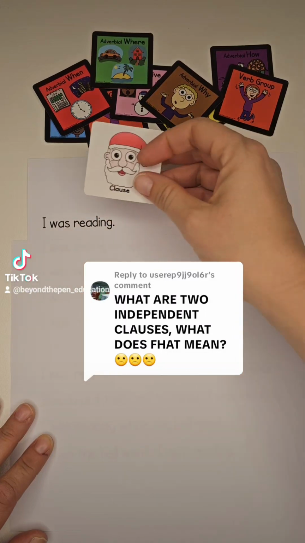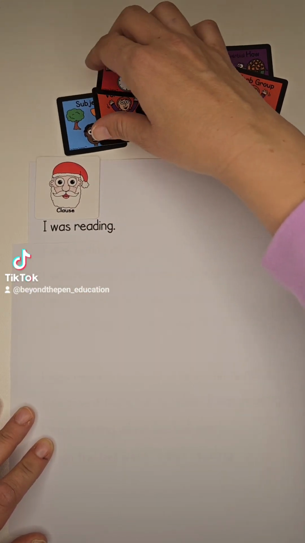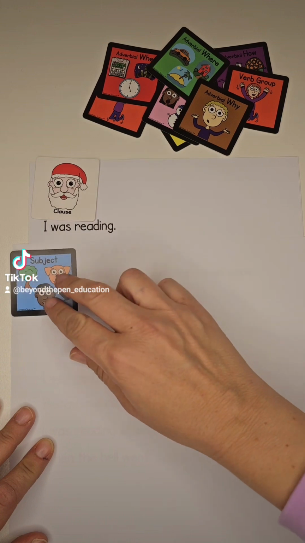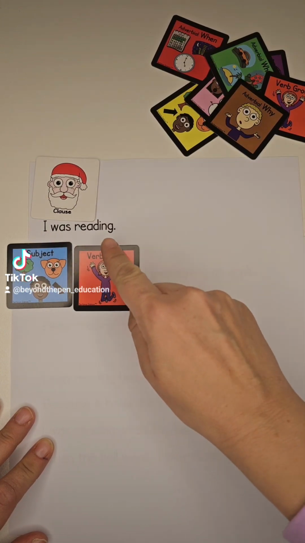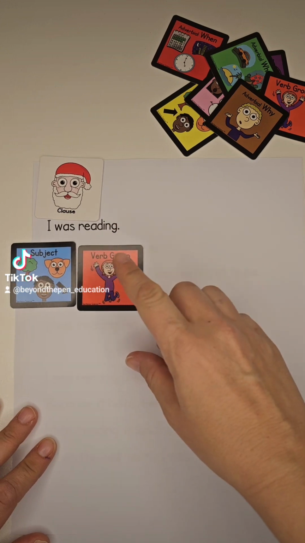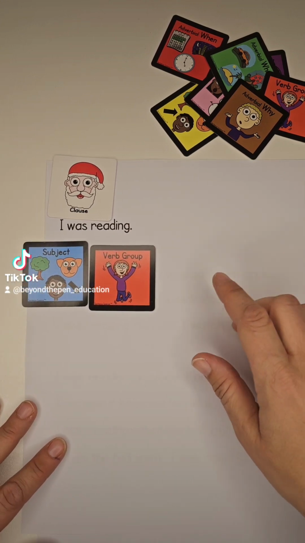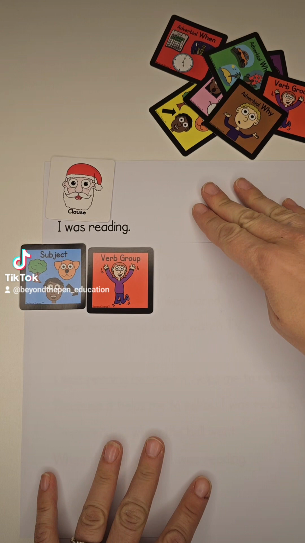I was reading. This is a clause. It's a clause because it contains a subject, who or what it is about, I, and the verb group, what the subject was doing, was reading. This is an independent clause because it makes sense by itself. It's also known as a simple sentence.